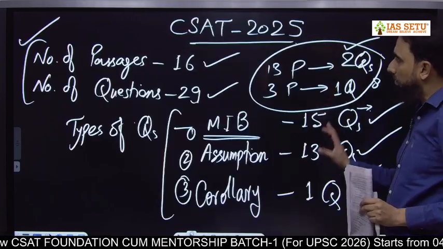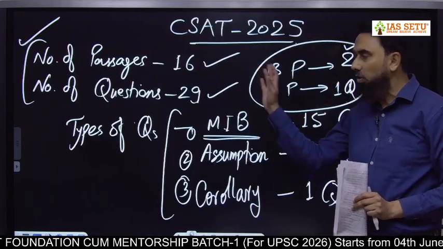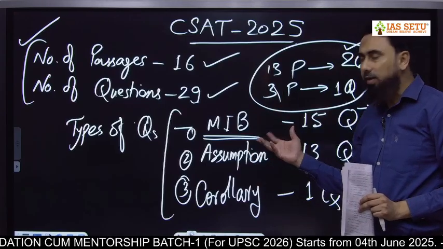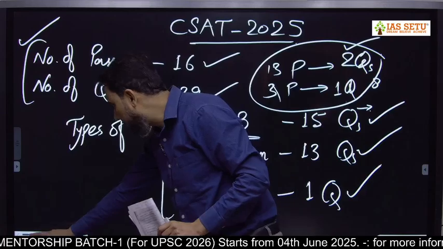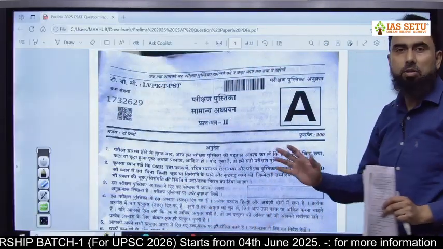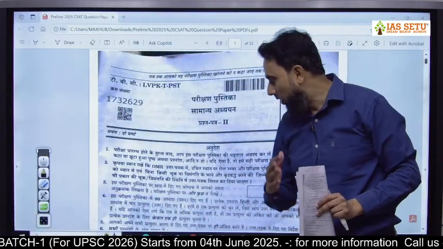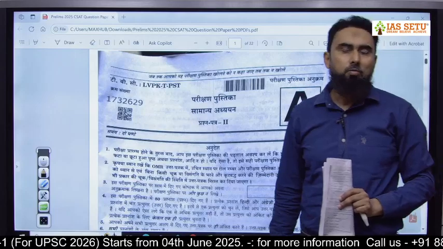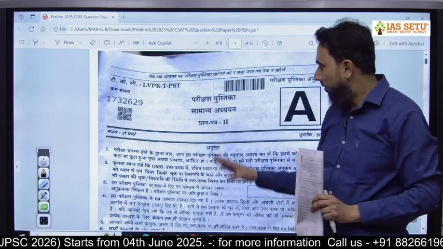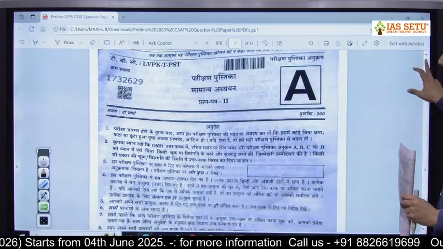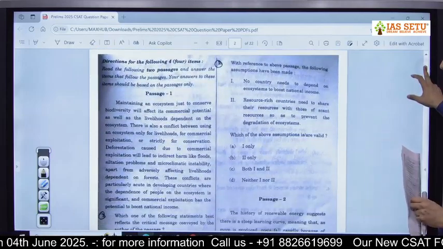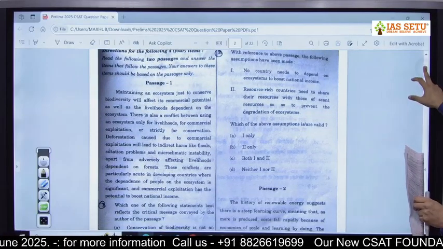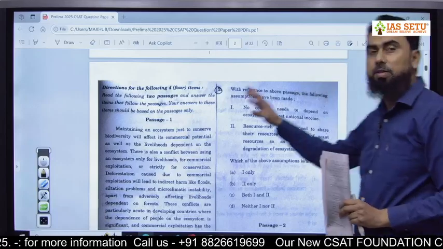So this was paper 2025. In terms of these facts and figures, we can say that the exam was good. I mean, the students who have prepared and have attended the classes and followed the practice regime would not have faced much problems here. Now if I go for 29 into 2.5, then 72.5 marks was allotted to RC only. Let's now discuss the passages.